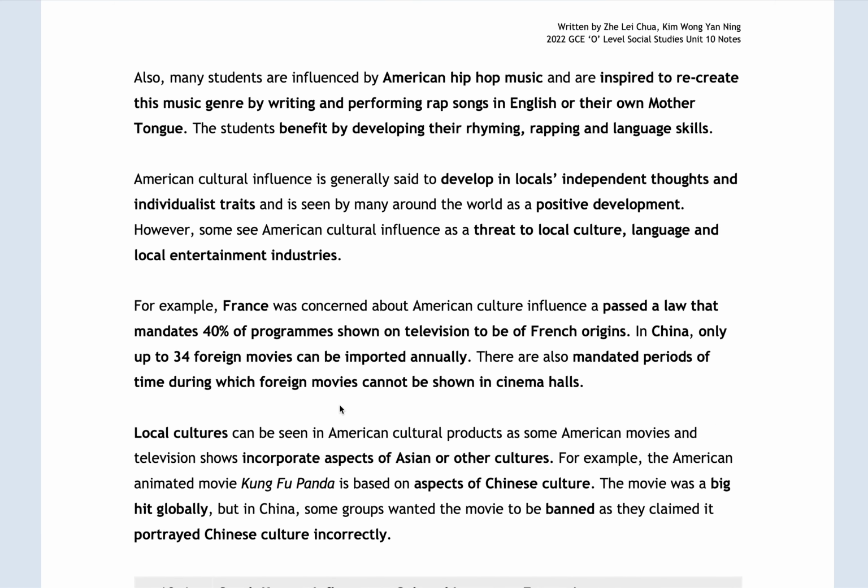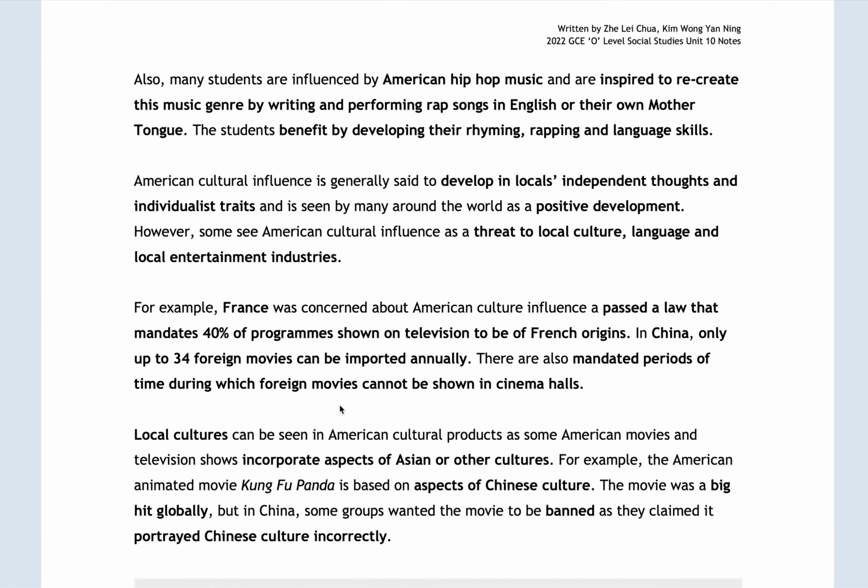A lot of students, especially you guys as young people, are probably going to be very influenced by American entertainment. Not today, but maybe in the future, especially. It's going to become more and more prevalent. So like I said, the cultural influence of American films does pose certain threats to local culture, language, and especially our local entertainment industry.